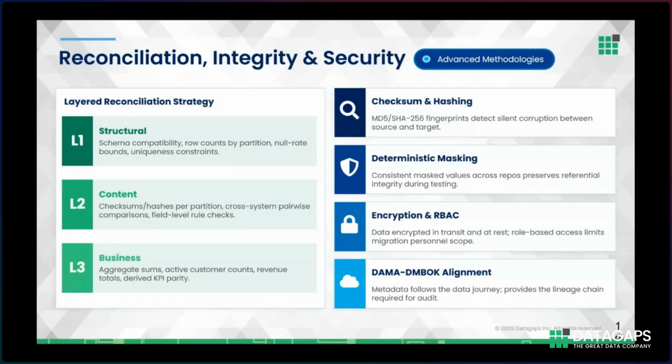On the right side, you have a number of ways. Deterministic masking is non-negotiable for referential integrity in test environments. You have role-based access control and encryption, and these need to be treated as test cases and not assumed. And then you have the whole DAMA alignment to ensure you have the lineage chain regulators will ask you for post-migration.